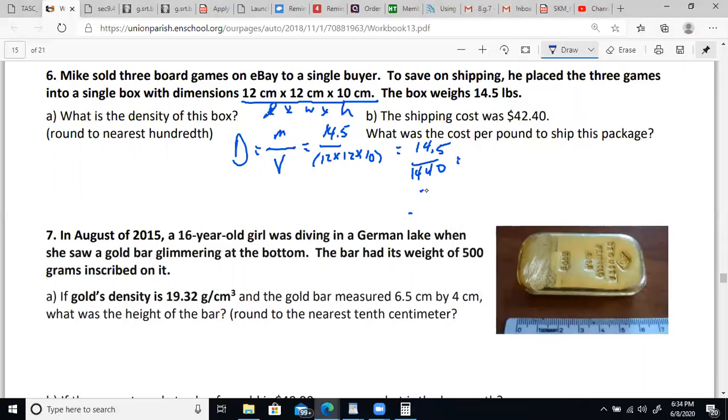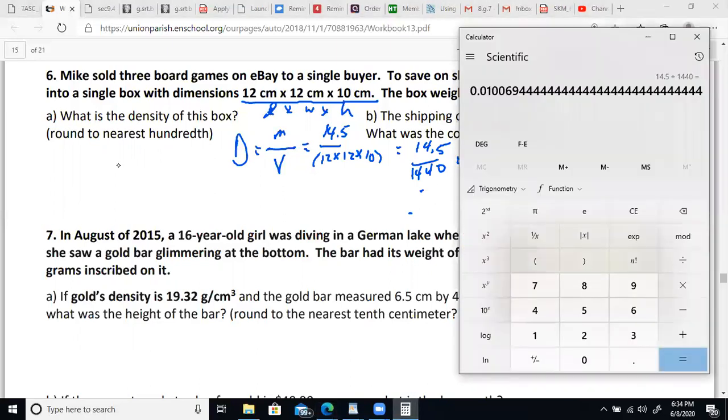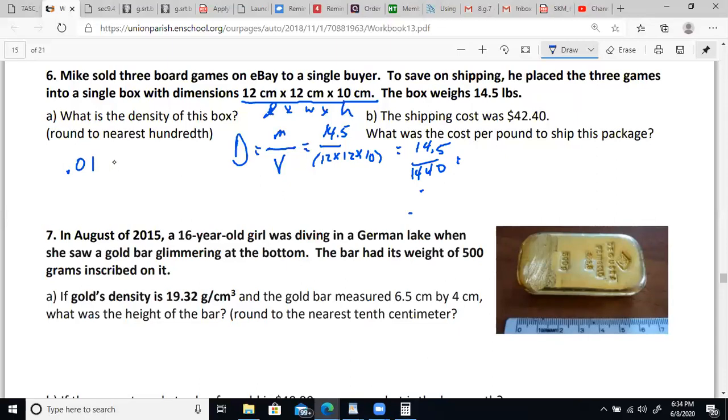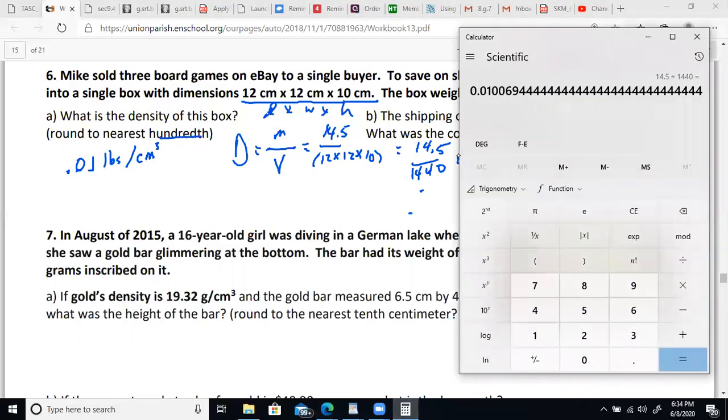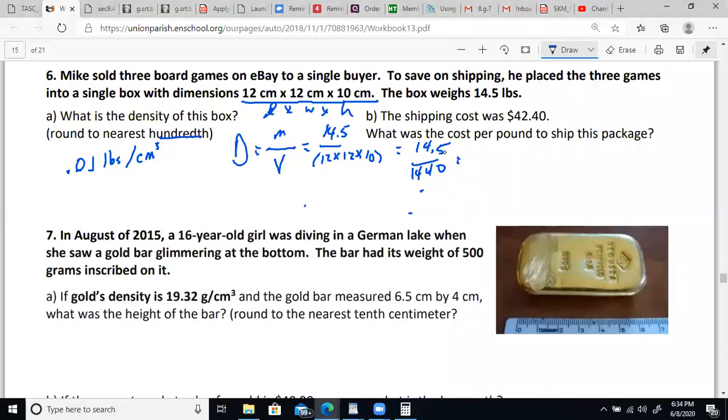They wanted it in centimeters cubed. Okay, so 0.01, we would say pounds per cubic centimeter. 0.01 pounds per cubic centimeter. So when we go to the hundredths, there's tenths, there's hundredths. That's a long number there, but we just stop after the second one. That was found just by dividing.